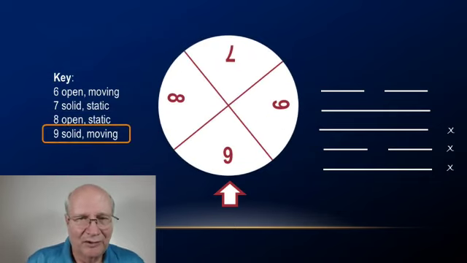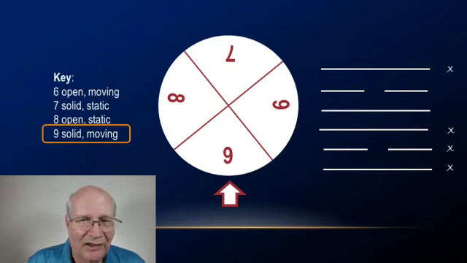This time we spin the wheel again, and it ends on a 9. A 9 is an odd number. Odd numbers are solid, so we put a solid line down. And it's an extreme number, so it's a moving line, so we put an X next to it.